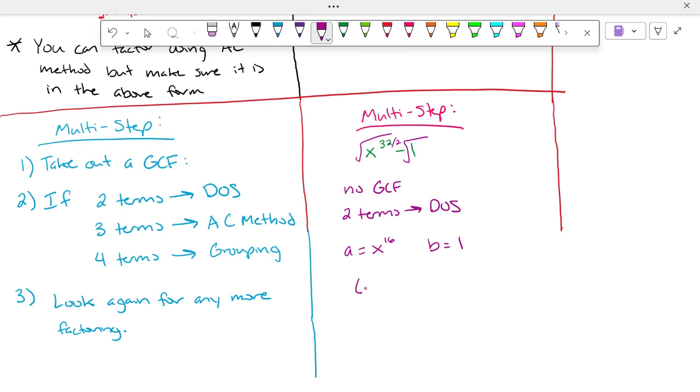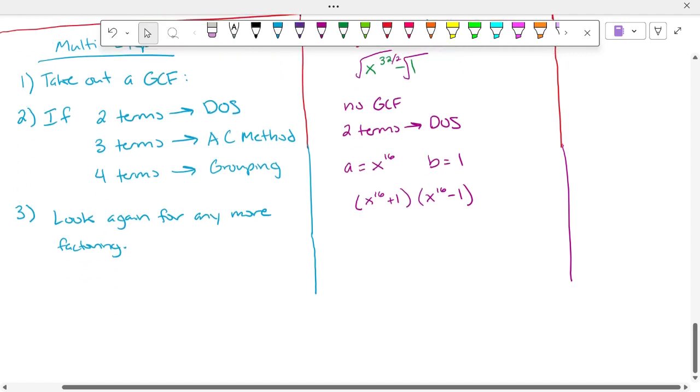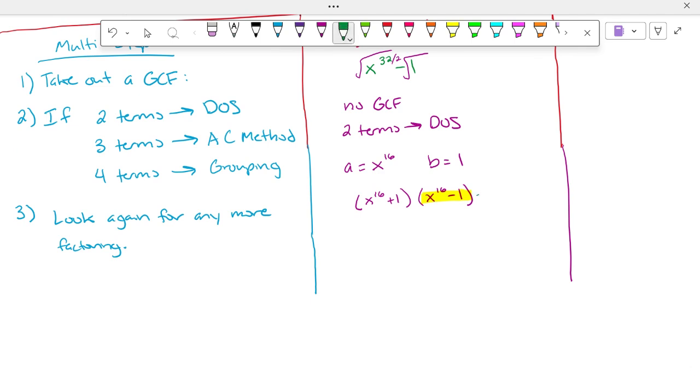Then I'm going to put in the form a plus b, a minus b, so this will be x to the 16th plus 1, x to the 16th minus 1. However, guys, are we done? What do you guys notice about right here? We got another difference of squares, so we got to factor that again.